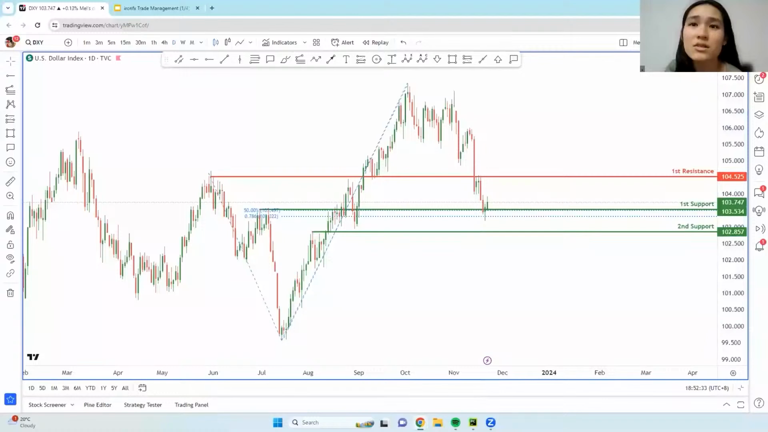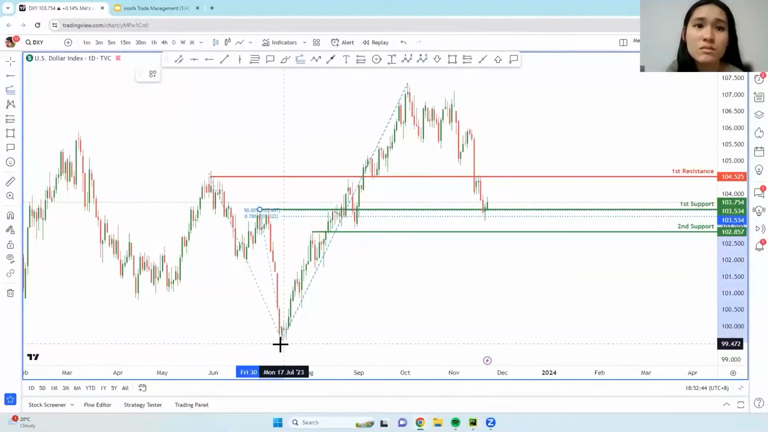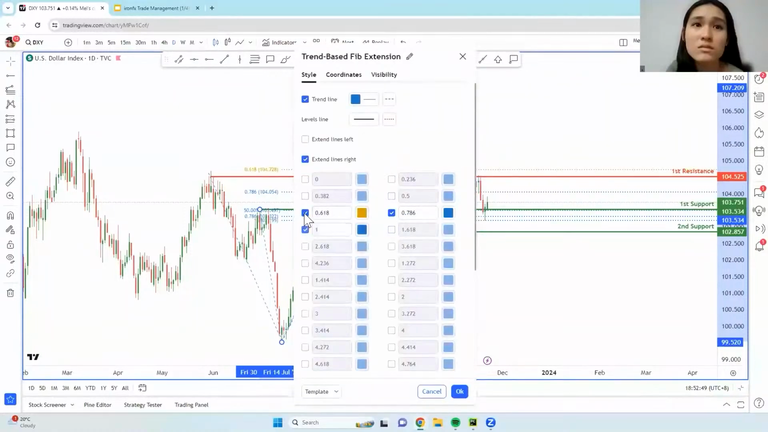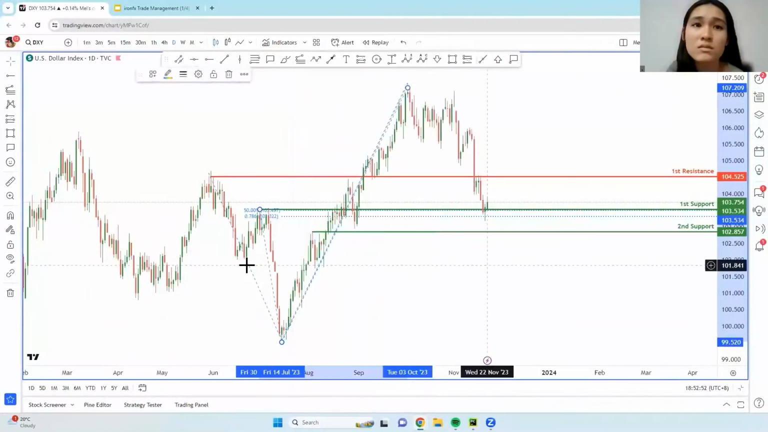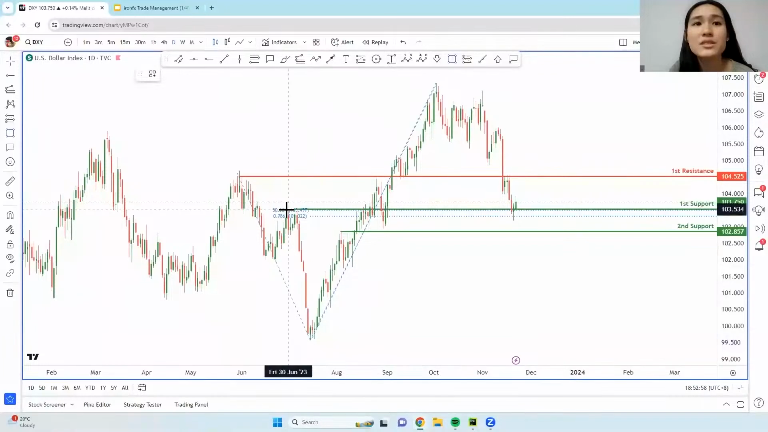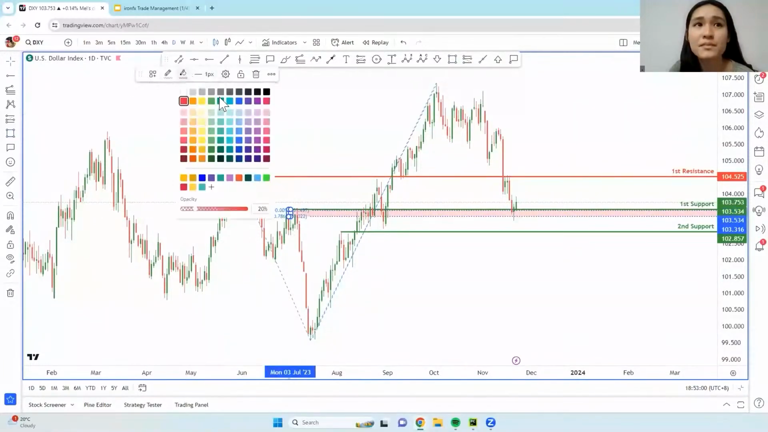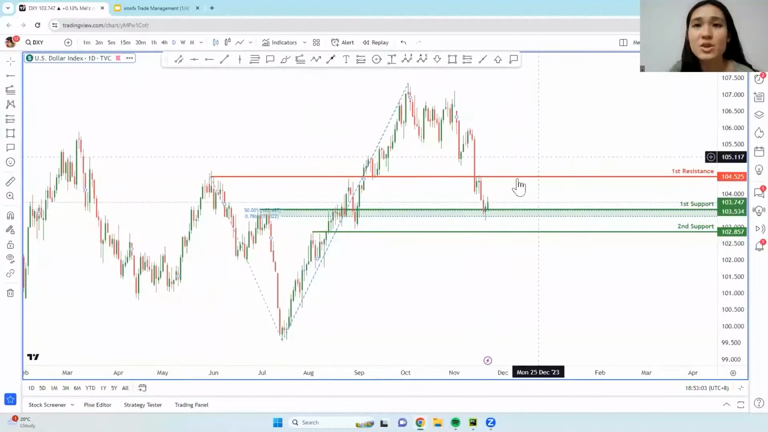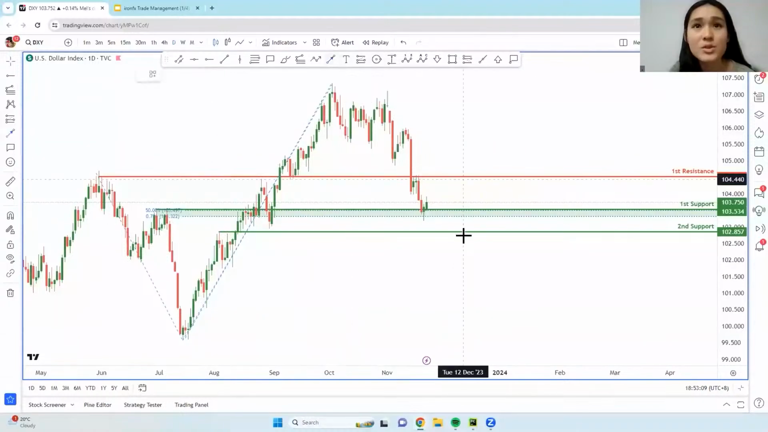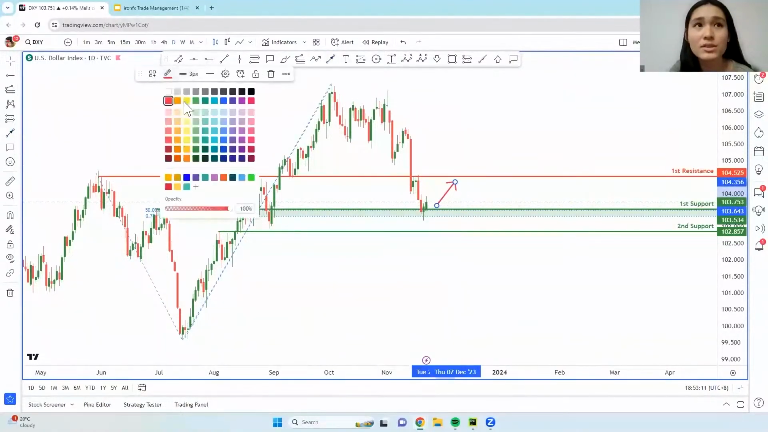Okay, I think that's all the levels we have. But we see this confluence area here. So we can expect some resistance off here, which you see is already happening here. So we're expecting prices to shoot up from this level here.